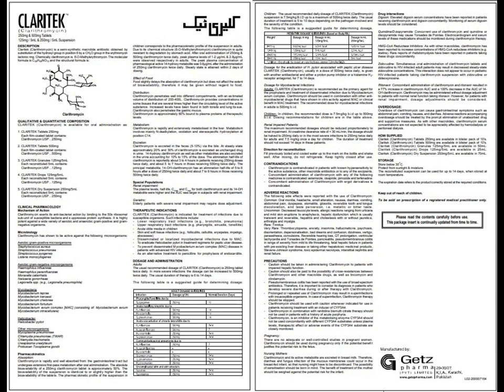Dosage and administration. Adults. The usual recommended dosage of clarithromycin is 250 mg tablet twice daily. In more severe infections, the dosage can be increased to 500 mg twice daily. The usual duration of therapy is 6 to 14 days. Children: the usual recommended daily dosage of clarithromycin suspension is 7.5 mg per kg up to a maximum of 500 mg twice daily. The usual duration of treatment is 5 to 10 days depending on the pathogen involved and the severity of the condition.